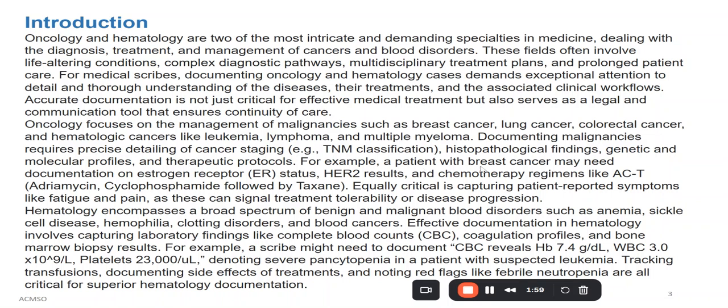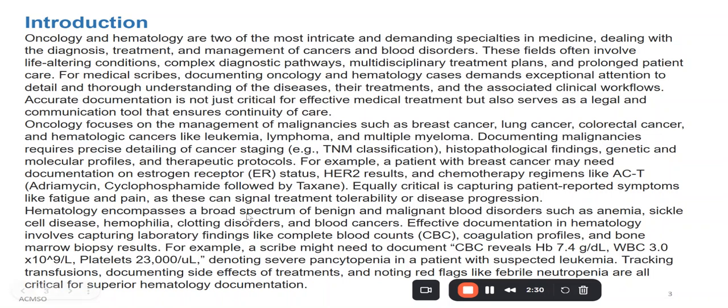For example, a patient with breast cancer may need documentation on estrogen receptor (ER) status, HER2 results, and chemotherapy regimens like AC-T, Adriamycin, cyclophosphamide, followed by taxane. Equally critical is capturing patient-reported symptoms like fatigue and pain, as these can signal treatment tolerability or disease progression.